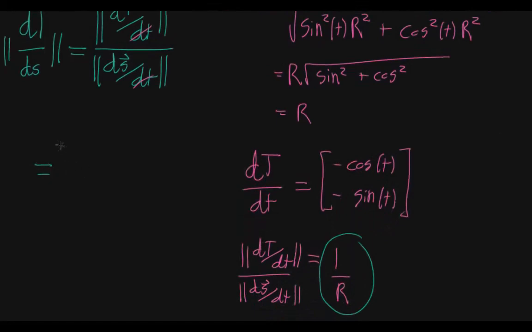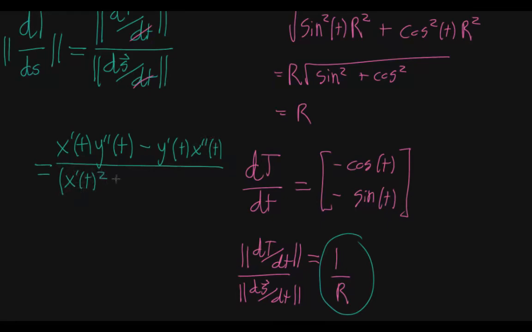is x prime, the derivative of that first component, multiplied by y double prime, the second derivative of that second component, minus y prime, first derivative of that second component, multiplied by x double prime. And all of that is divided by the magnitude component, the x prime squared plus y prime squared, that whole thing to the 3/2.